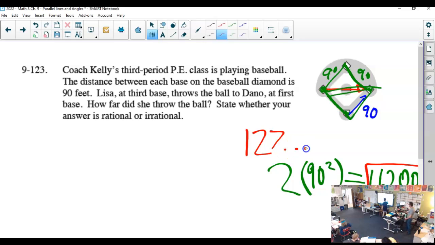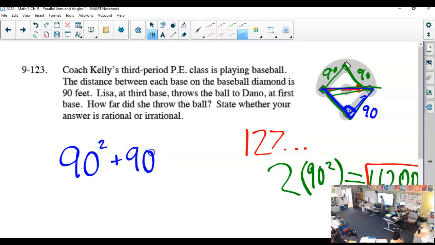So, to write it out again, because Lily went kind of fast for my brain that is not as smart as hers. Lily said this is a right angle, making this a right triangle. So what we have is a leg of 90, another leg of 90, and the distance from third base to first base is the hypotenuse.